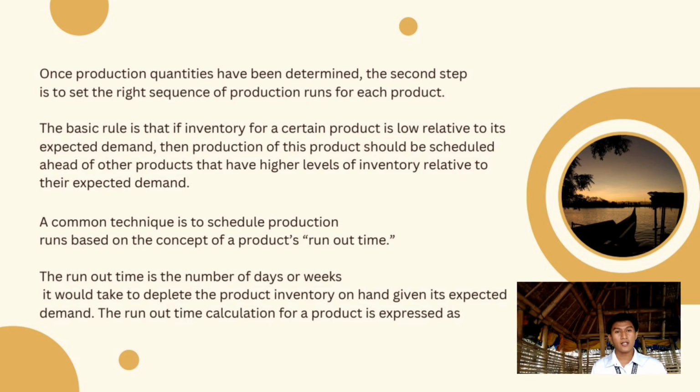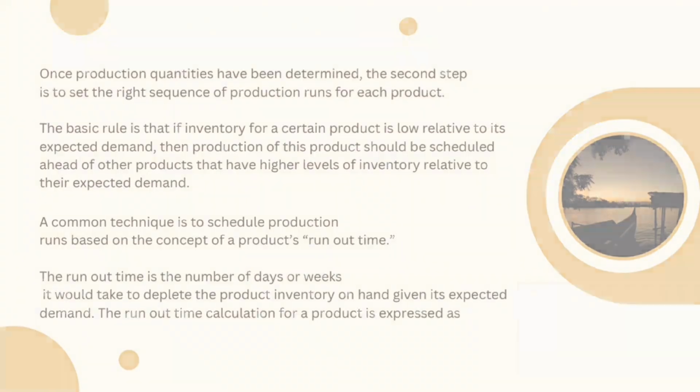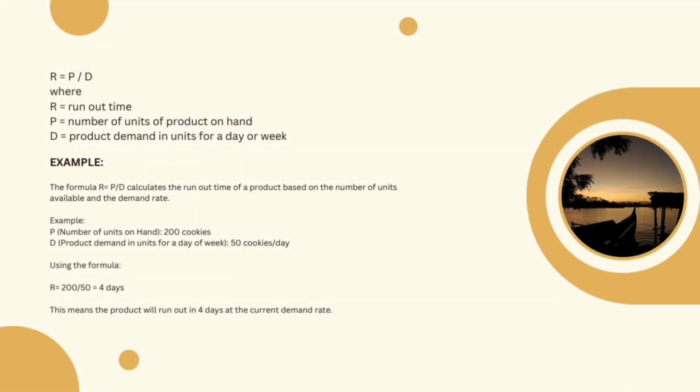A common technique is to schedule the production runs based on the concept of a product's runout time. The runout time is the number of days or weeks it would take to deplete the product inventory on hand given the expected demand. The runout time calculation for a product is expressed as R = P / D, where R is the runout time, P is the number of units of product on hand, and D is the product demand in units per day or week.